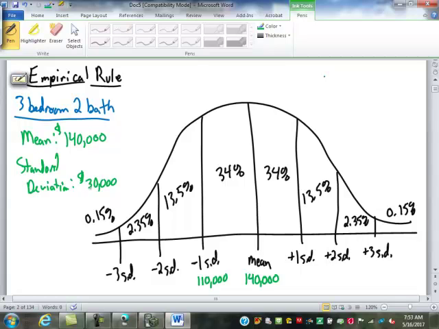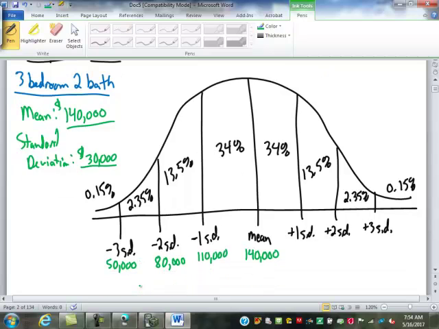The 30,000, I just had to give you that. The mean and the standard deviation, I had to give you those numbers. So the 140,000, we subtracted the standard deviation of 30,000 to get 110. Now to go to the next step down, we subtract the standard deviation again. So what's this going to be? 110 minus 30 is going to be 80,000. Then the next step, we're going to subtract it again. This is going to give us 50,000. 80 minus another 30 is 50,000.